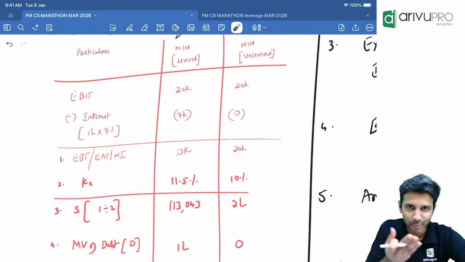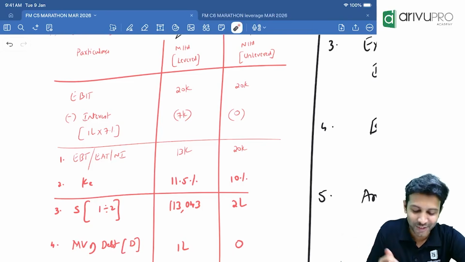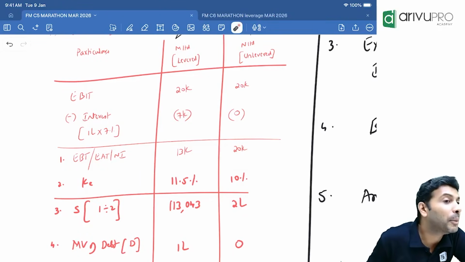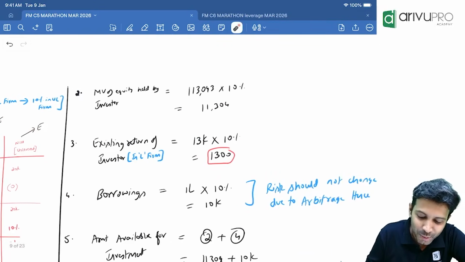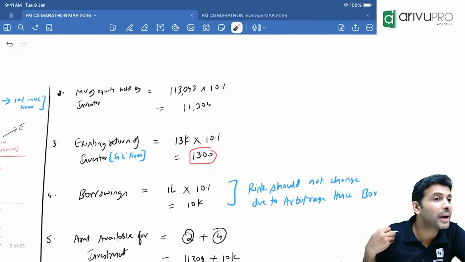Don't do like this. Marathon, the camera and everything is recording. What are you doing? 20,000 into 10%. What is the return? 2,000. Correct? No. Sir, how much was our existing return? 1,300 and it became 2,000.